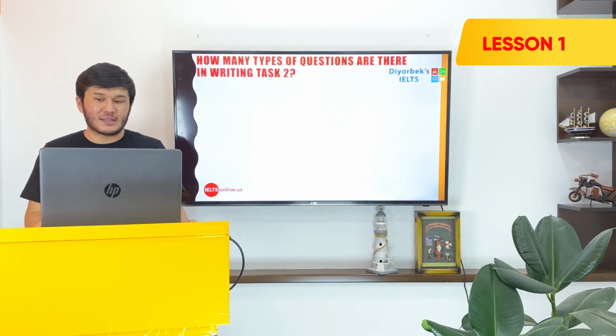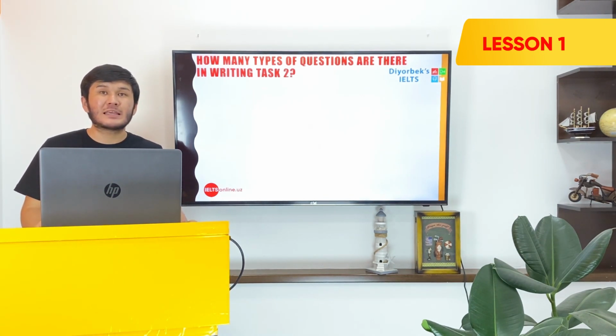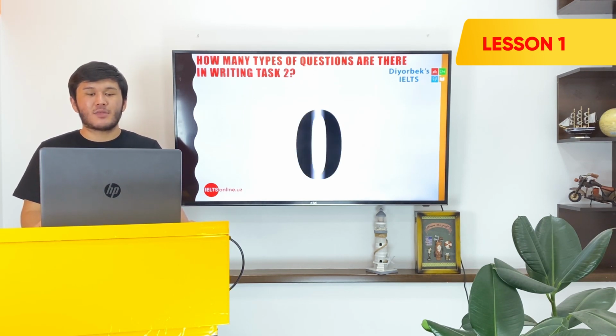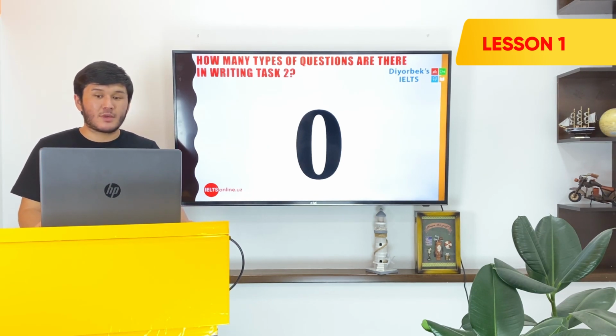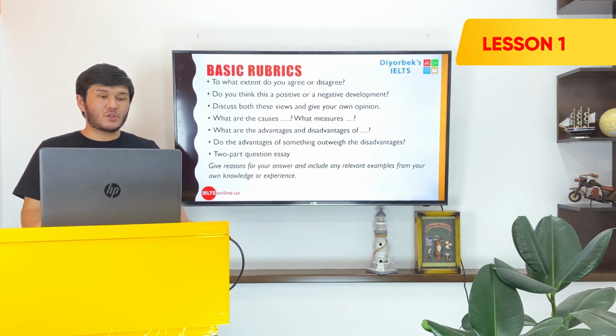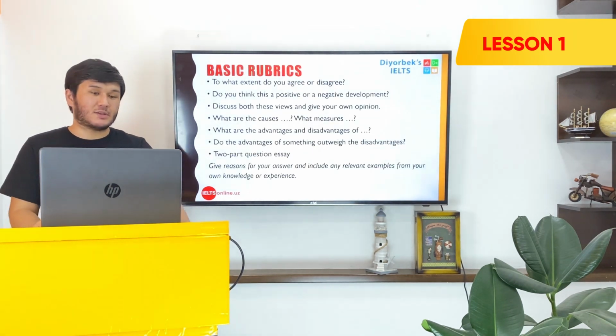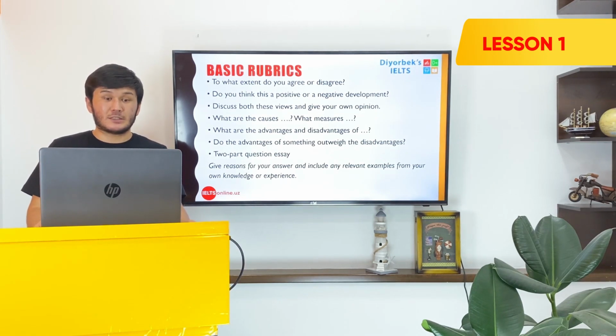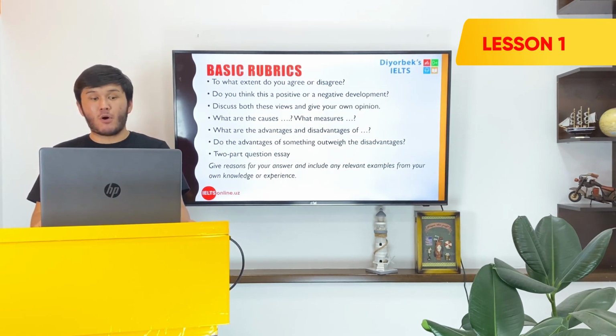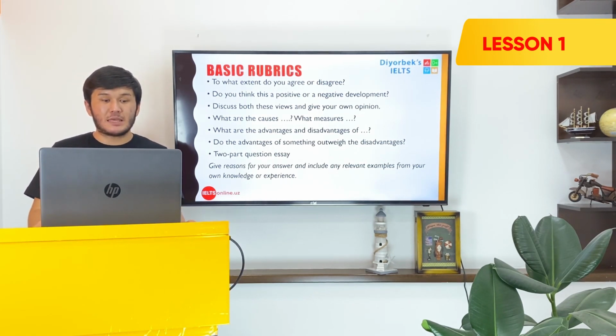In the IELTS exam, there are not any types of questions. Yes, there are not any types of questions. There are 0 types of question in the IELTS exam. However, there are some basic rubrics that you need to know. The most common one, in my opinion, is: to what extent do you agree or disagree? Or: discuss both these views and give your own opinion. What are the causes and what measures can you recommend, and so on.